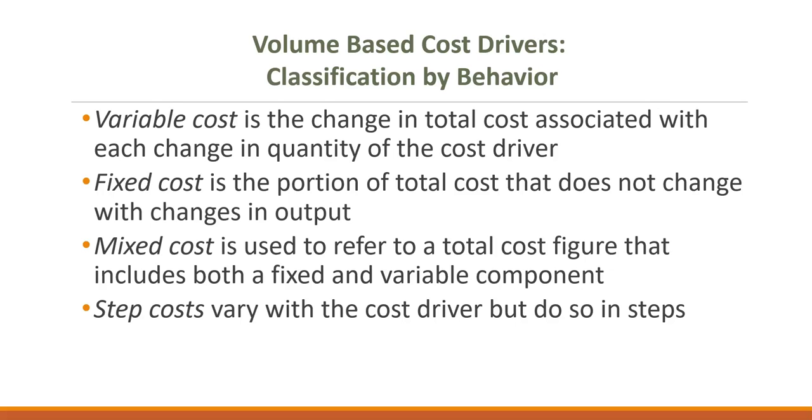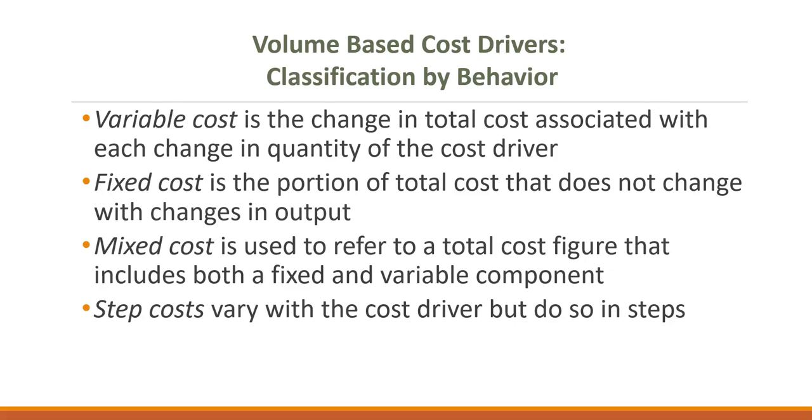So for example, if we're making a car, we need 4 tires. If we make 1 car, we need 4 tires. If we make 2 cars, we need 8 tires, and so on. That's a variable cost. A fixed cost stays the exact same regardless of our output. Now what it doesn't say here is within that relevant range. We'll talk about that on the next slide.